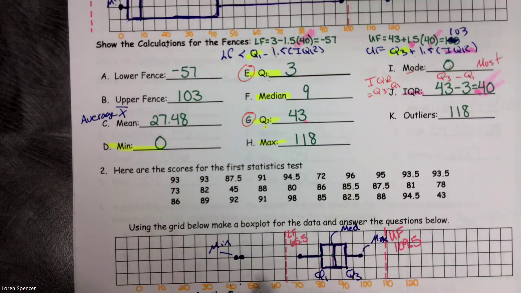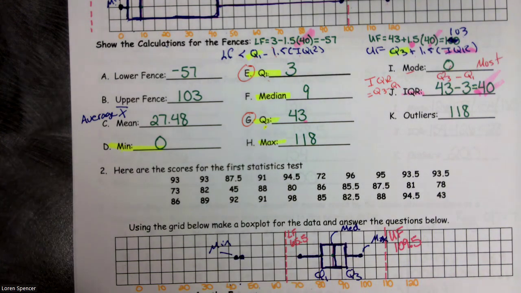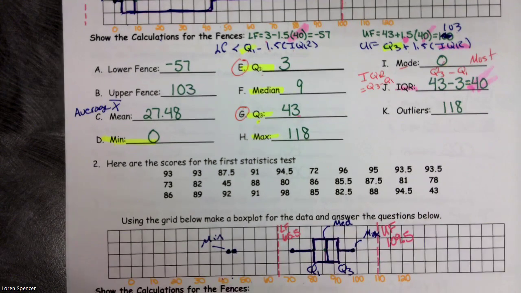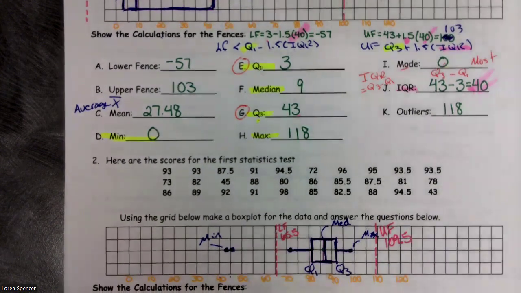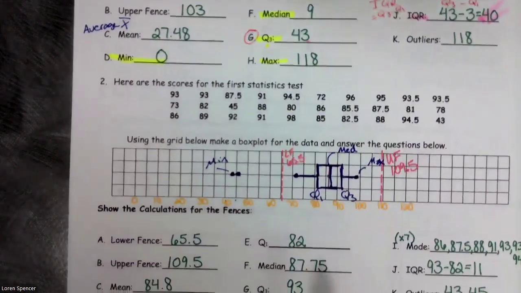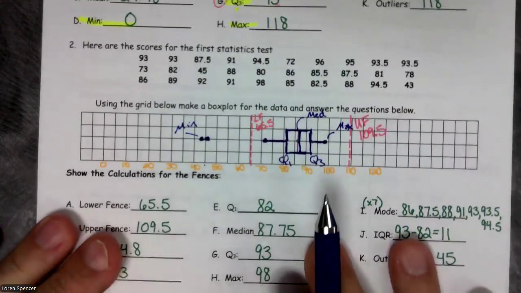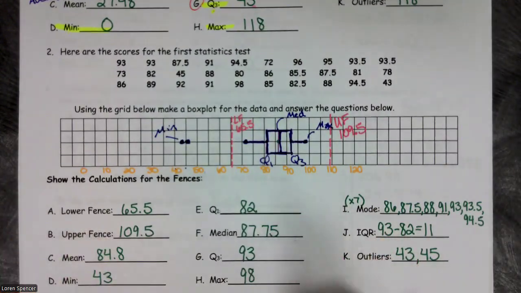Remember, this is not the minimum. The minimum is my lowest value. Now, what I labeled here, 1, 2, 3, 4, 5, those 5 labels make up my 5-number summary. So if I'd asked for the 5-number summary, that's what you would use. Okay, it says show calculations for the fences. We'll come back and do that in just a moment. All right. So the next one.